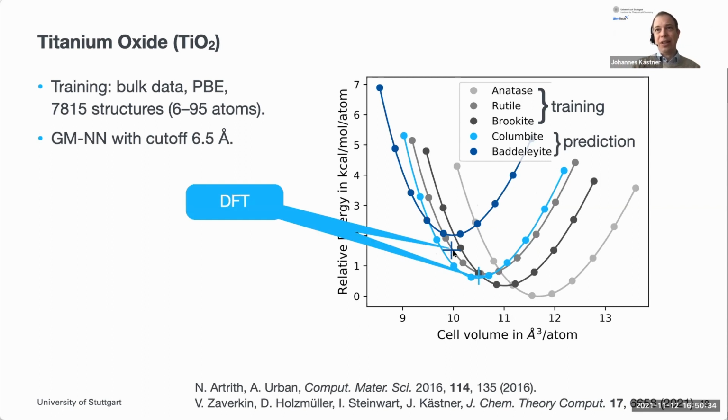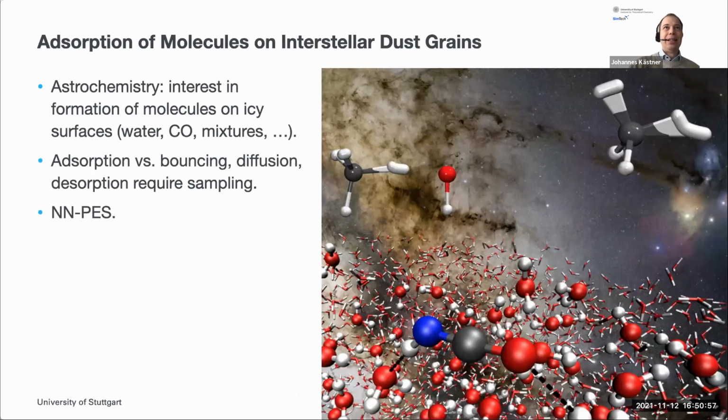The crosses here are the DFT reference data. For the other high pressure phase, the minimum localization, so the cell volume, is predicted very well as well. The energy is somewhat off. But these are, of course, data that the system has never seen. So both of these phases are really new phases that the system has never seen in training. So even extrapolation works to some degree, as usual in machine learning.